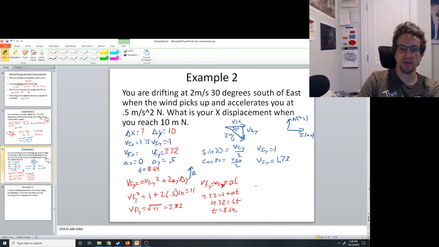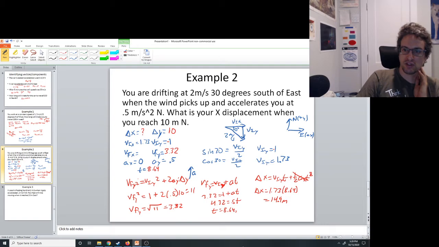Now I've got 3 x variables, and I can solve for change in x. Change in x equals v initial x times time plus 1/2 a_x t squared. This whole thing is 0, and I get change in x equals 1.73 times 8.64, or a total of 14.9 meters. A lot of these problems will ask you to solve for time using one dimension, then use it as a third variable for this other dimension. Okay, it's a very common way of doing this.